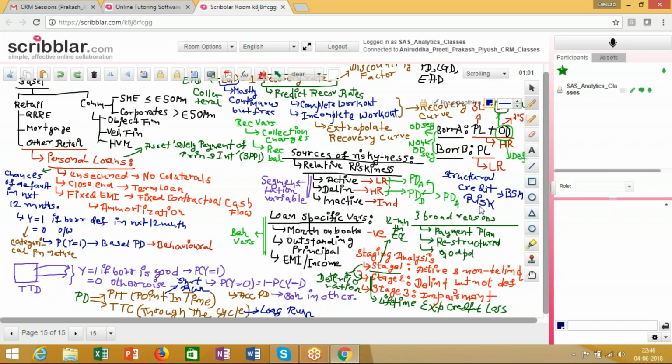Over here, the structural credit risk model, the BSM model, the Black-Scholes-Merton model, is a very fresh discussion. So let's not go into that right at this moment. We'll start talking about the BSM model in the next class, which is on Wednesday.